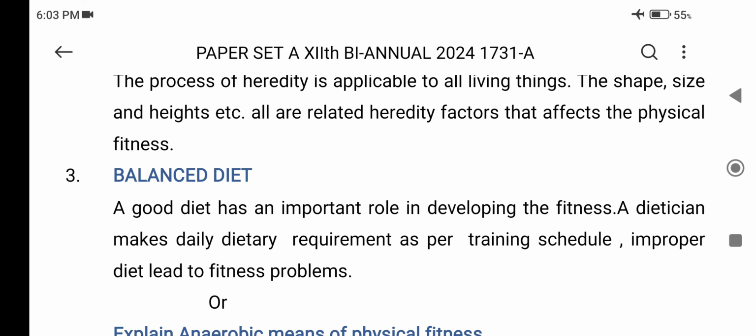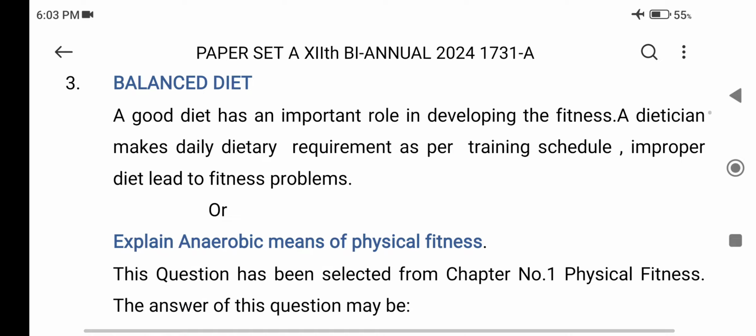Number 3, balanced diet. A good diet has an important role in developing fitness. A dietitian makes the daily dietary requirement as per the training schedule. Improper diet leads to fitness problems.